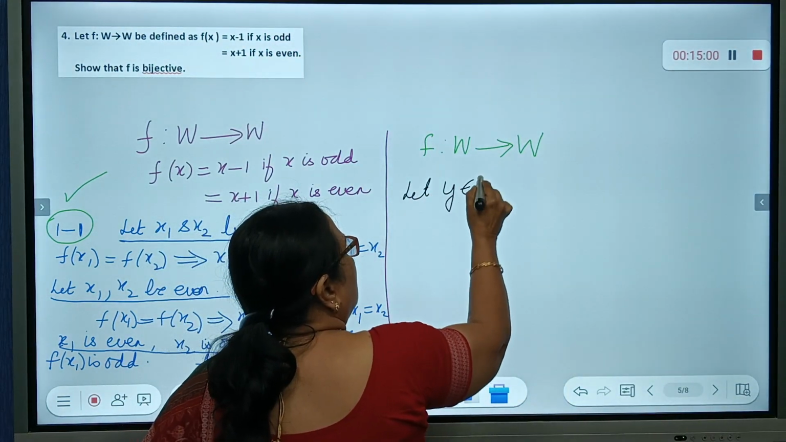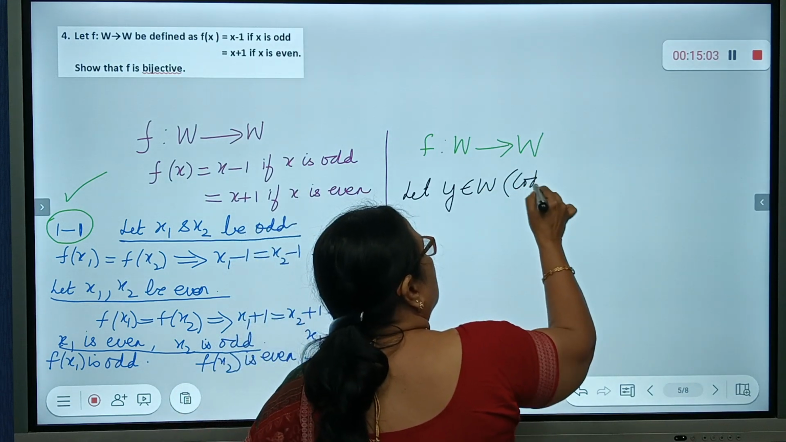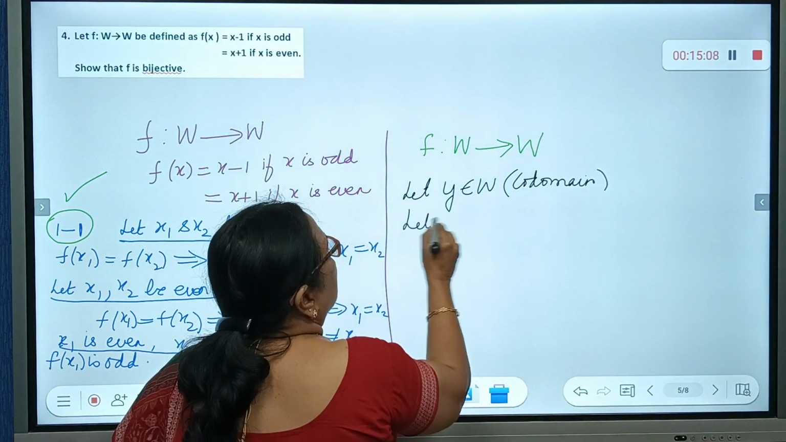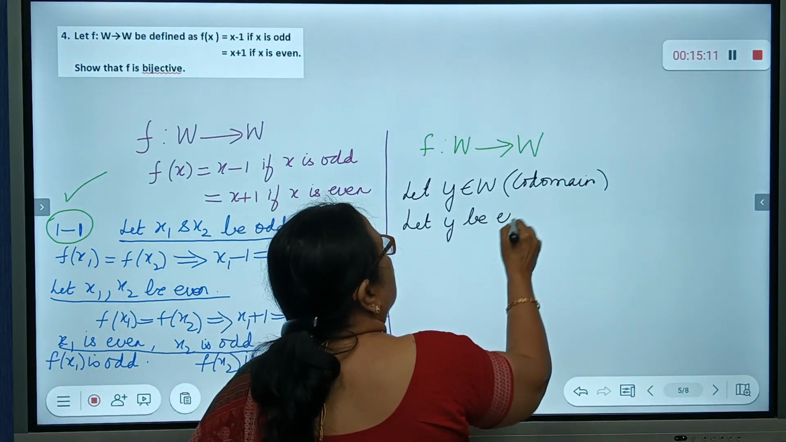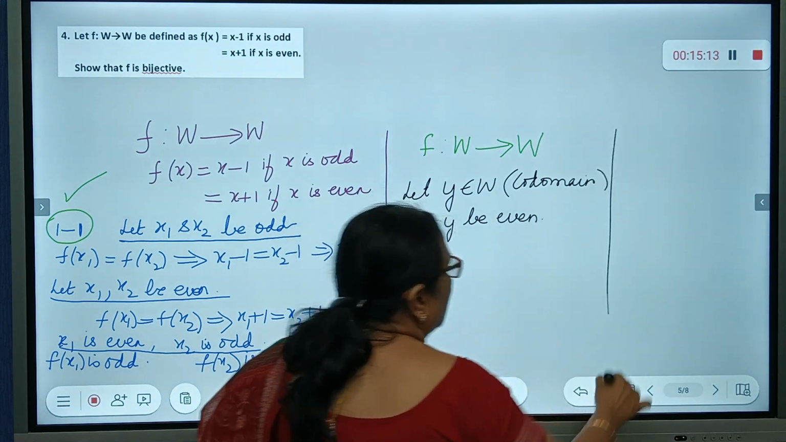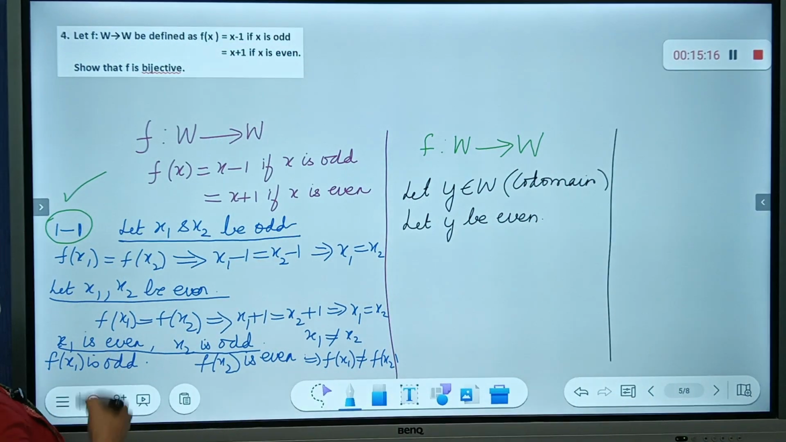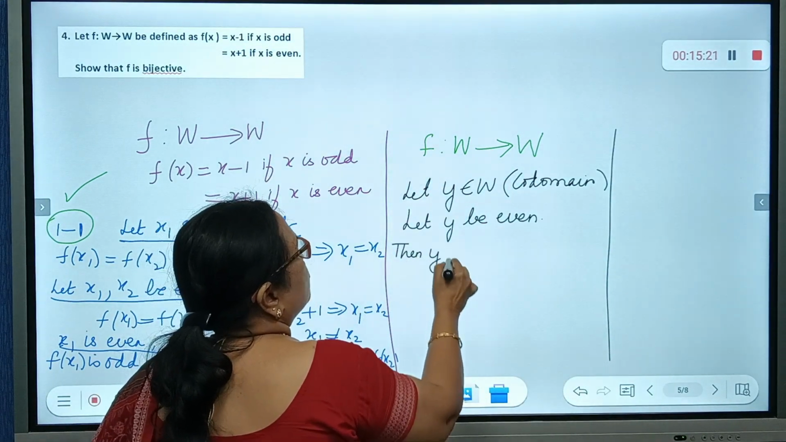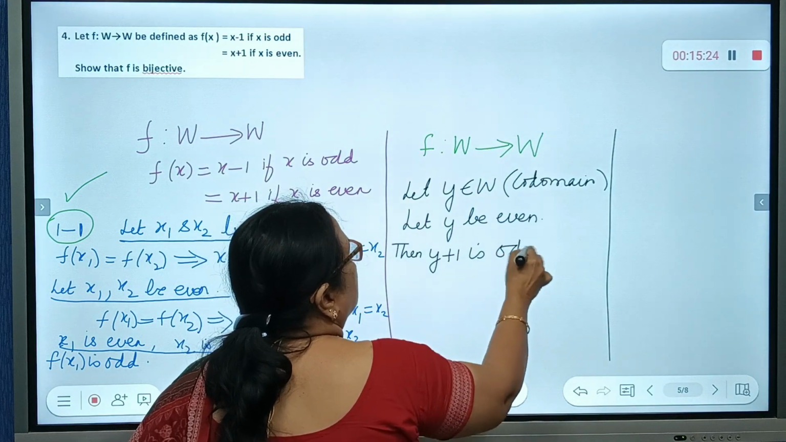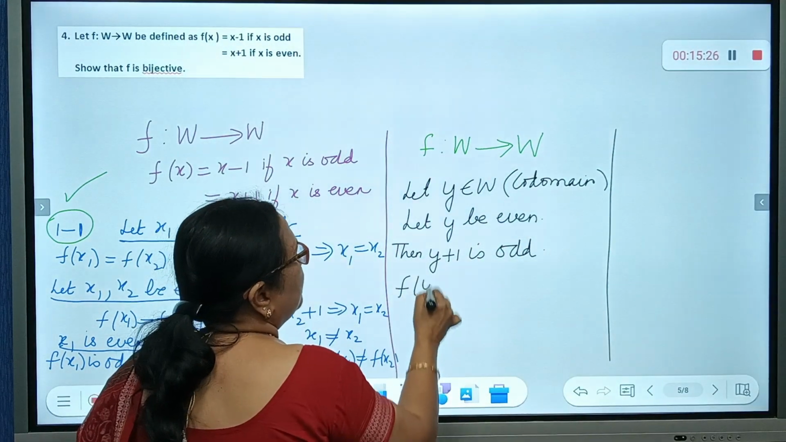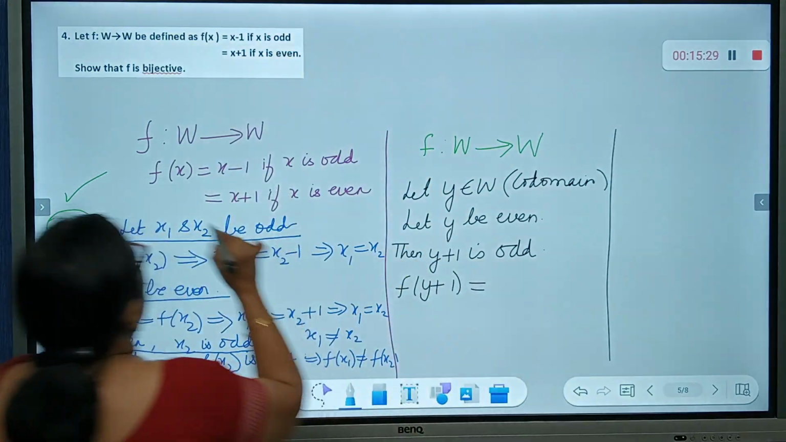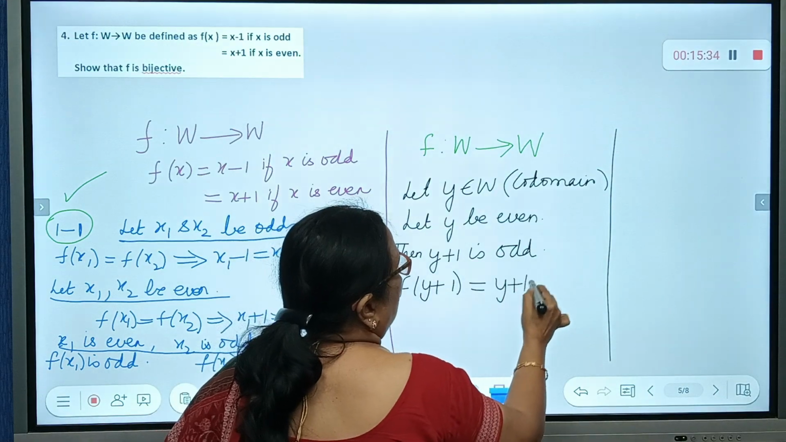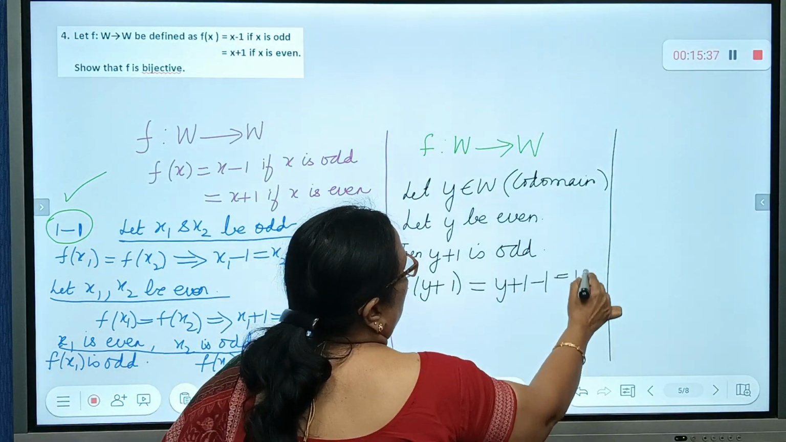So let y belong to W. Which W? The codomain. Let y be even. Let me assume that y is even. Now, if y is even, then y plus 1 is odd. And what will be f of y plus 1? What is f of x when x is odd? x minus 1. So it will be y plus 1 minus 1, which is y.